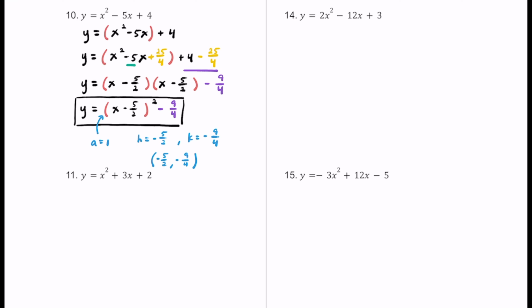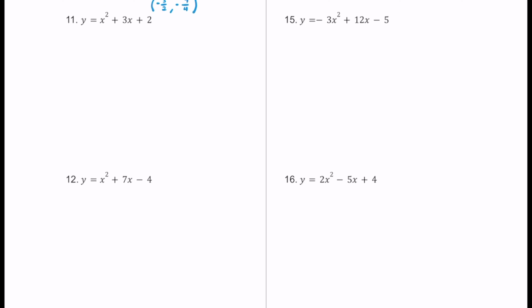So just looking for some patterns and being aware, if you notice that this b term is an odd number, these are all going to be ones that are a little bit more annoying, so just keep that in mind as you're approaching these ones, that you're going to have to take half of odd numbers, and squaring them, you're going to deal with fractions. So this is one type of problem that usually can be a little bit more difficult, but hopefully these practice problems help you feel a little more comfortable.